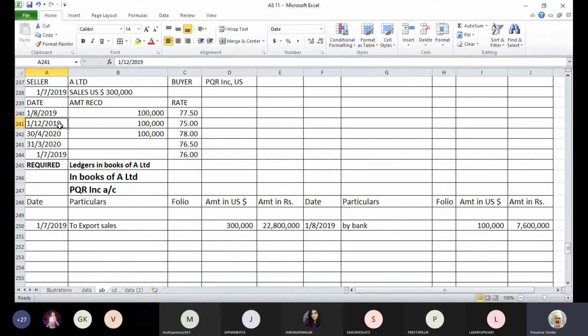So let us proceed with the entry. 1st December 2019, by bank, we received $1 lakh, and Indian equivalent is at 75. So it comes to 75 lakhs. And we had a shortfall of 1 rupee per dollar as compared to the rate which was prevailing at the time of booking. So that will be transferred to FX fluctuation account.